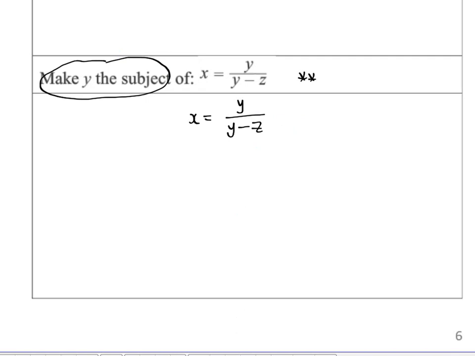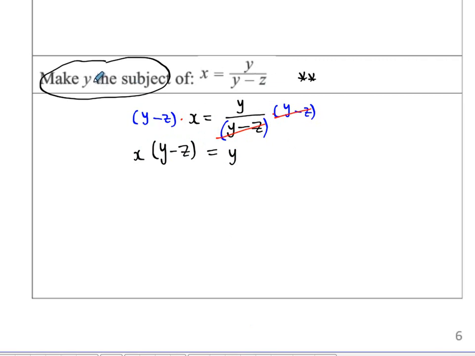The first thing we notice is we don't like the fraction. If we don't like the fraction, we have to multiply both sides by the value that's exactly the same as the denominator, so that we can get rid of the fraction at the bottom. So I multiply both sides by y minus z. That means that cancels off. Let's write this down again and see what we get. So this is x multiplied by y minus z equals y.